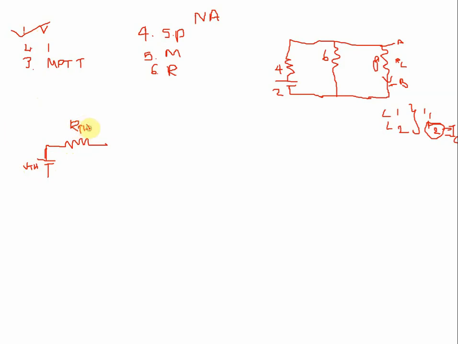So step number 1, find out VTH. Step number 2, find out RTH. Then you substitute these two values in step number 3, the equivalent circuit of Thevenin: VTH, RTH, and RL. RL value is 8 ohms, so I write the 8 ohm here. Then what to do?